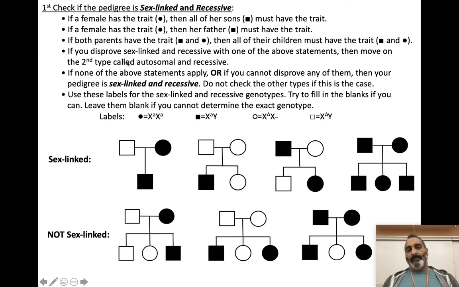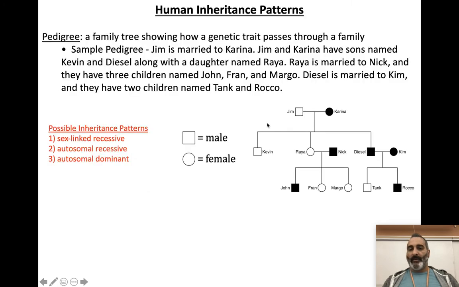Look at this first statement. If a female has the trait, that means if a female is shaded in, then all of her sons must have the trait. So we are checking if the pedigree is sex-linked and recessive. Let's go back to that pedigree. See this female? Karina has it. Her son, Kevin, doesn't have the trait. The fact that Kevin doesn't have it means we just proved that this pedigree is not sex-linked.